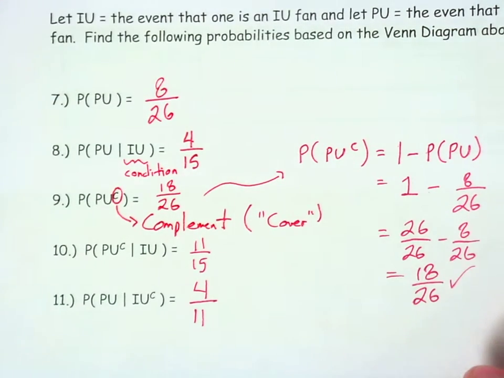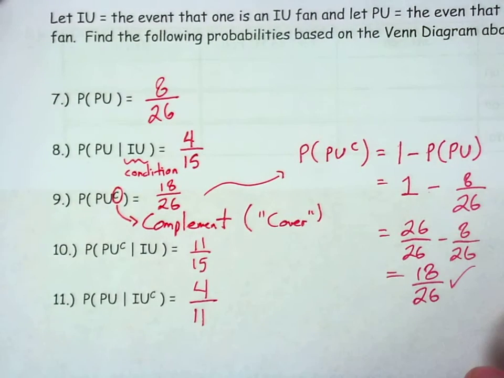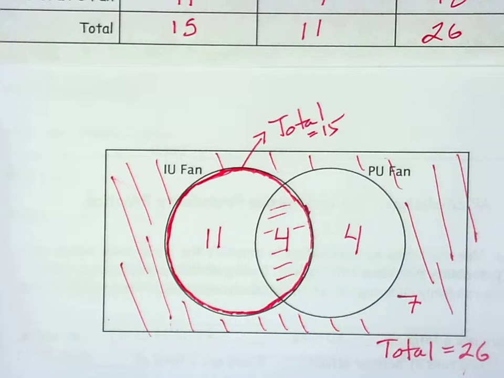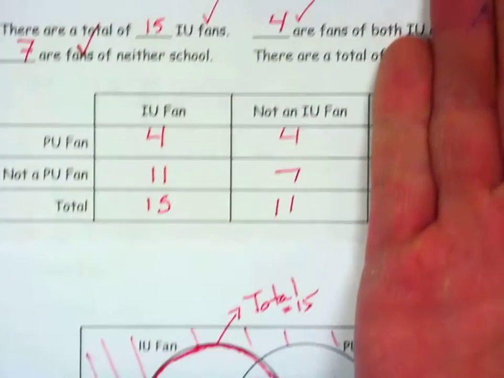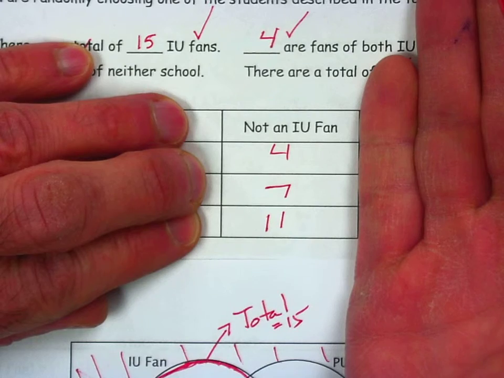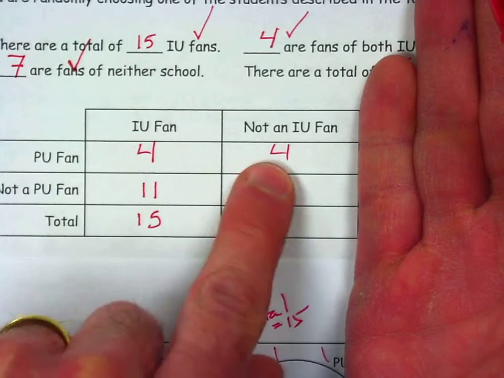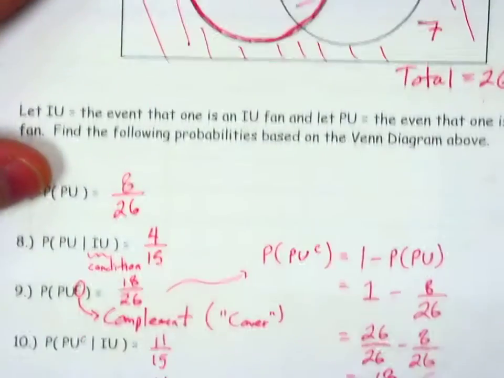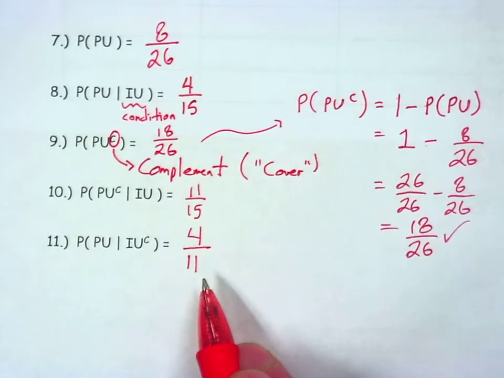And then finally, we can check ourselves again by going and looking at the table. I am interested in not IU fans. So if I am not interested in IU fans, I am interested in this column here. And from that column, I want to find the fans that are Purdue fans. That would be these 4 out of a column total of 11. Once again, there's the 4 out of the 11.